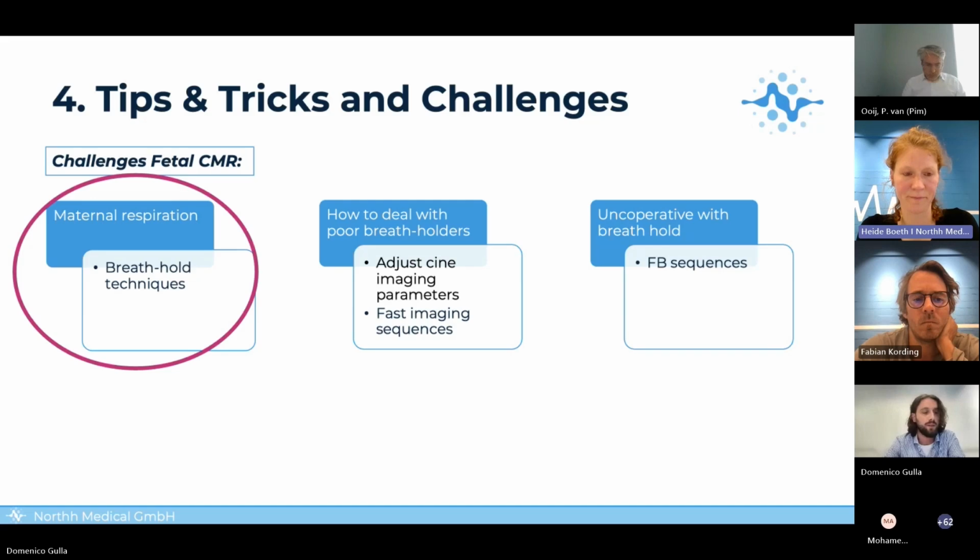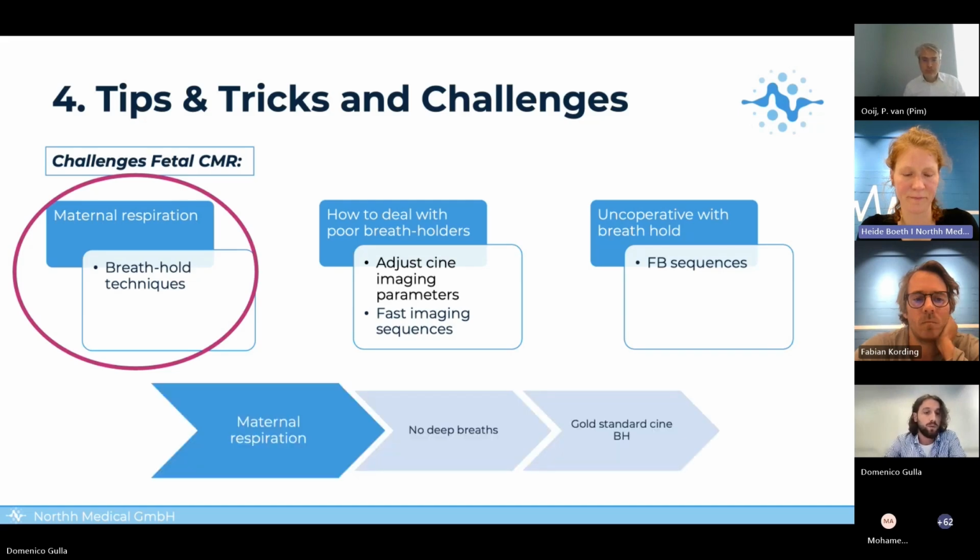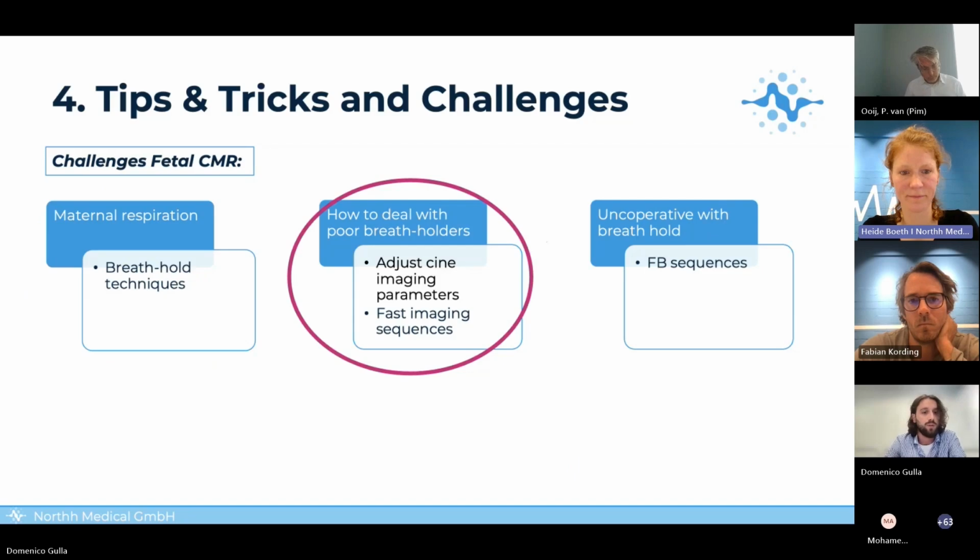Let's go into details for each challenge. For the challenge of maternal respiration, it's really important to instruct the mother to hold her breath and not take deep breaths, and then we can easily run our gold standard cine breath hold. For poor breath holding, we can consider reducing the scan time per breath hold, modifying the temporal and spatial resolution, and we can also use parallel imaging or acceleration techniques like SENSE or compressed sense.